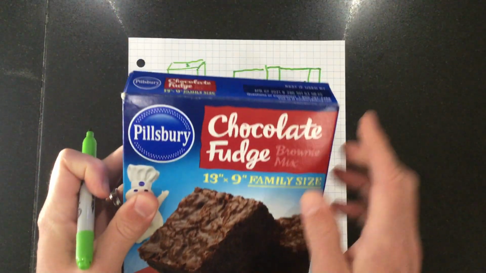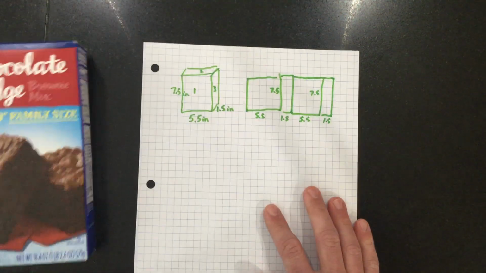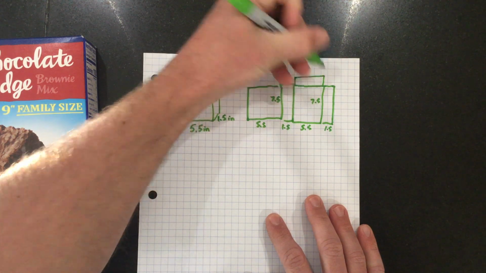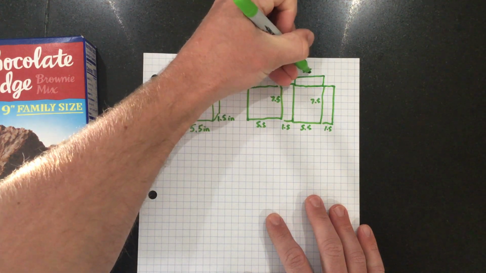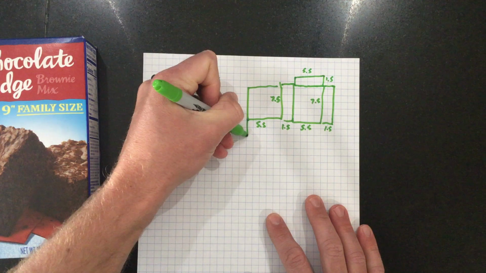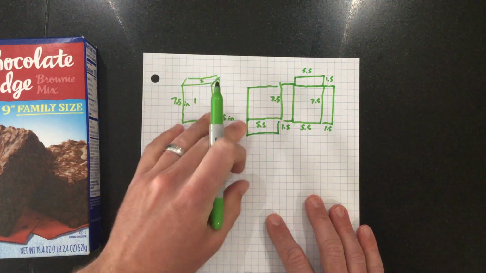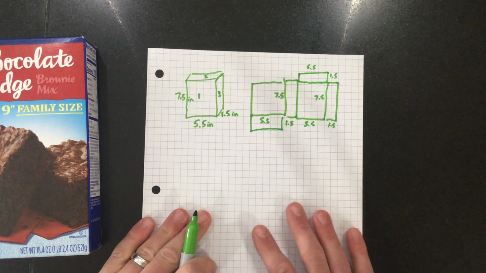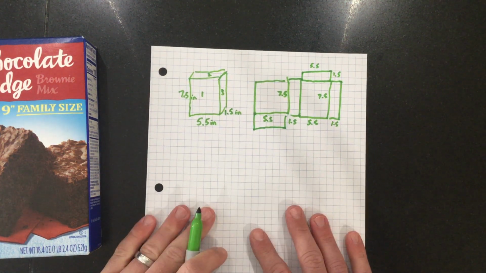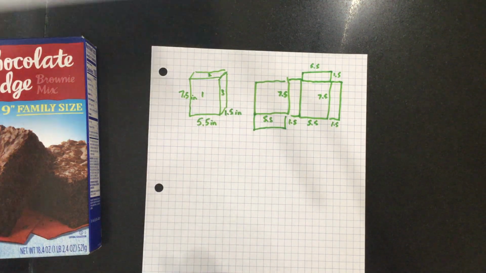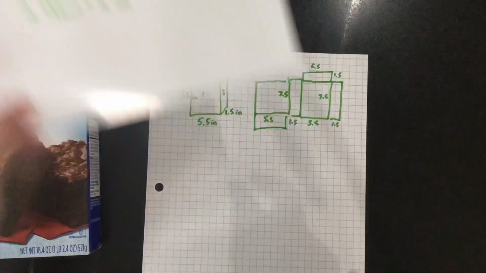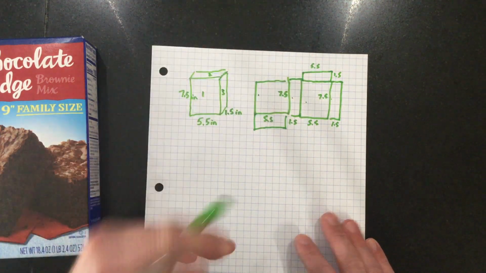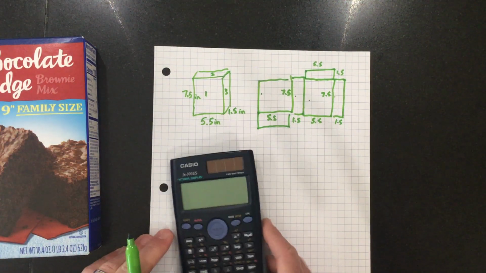Now I have to consider the top and the bottom. Well, I will put the top right here, and that is 5.5 by 1.5. And the bottom, not necessarily drawn to scale, will be right down there, 1.5 by 5.5 as well. Now I have drawn my net. The next step is to calculate the surface area. And surface area is simply the area of all of these together. This is where the calculator comes in handy.